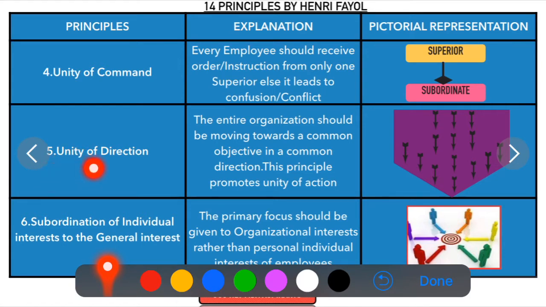Fifth one is unity of direction. We know that the company has its own core values, vision, mission, objectives, or goals. So the entire organization should be moving towards such common objectives in a common direction. This principle promotes a unity of action. This is a picture which shows the unity of direction.